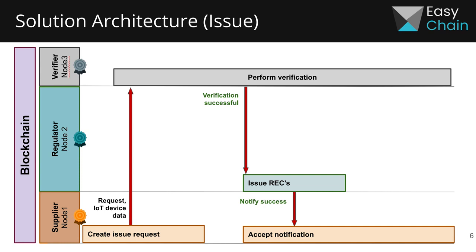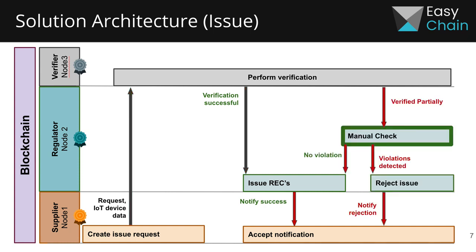A certificate issuance request is created either via a manual request from the user interface or automatically using IoT sensor data. After a successful verification of the amount of energy produced, certificates are issued, signed by the regulatory agency and transferred to the supplier. If the produced energy amount cannot be verified automatically, the request is moved to manual check by an expert. Experts can then proceed to issue RECs or reject the requests.